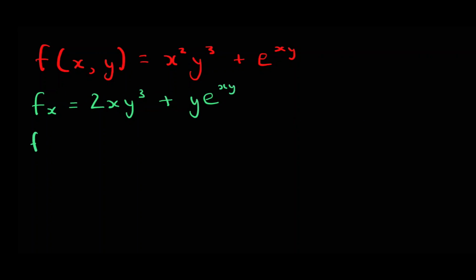And f subscript y, for the first term, the y cubed is going to become 3y squared, and then we can just write in the x squared. And the e to the power of xy is going to differentiate to x e to the power of xy.